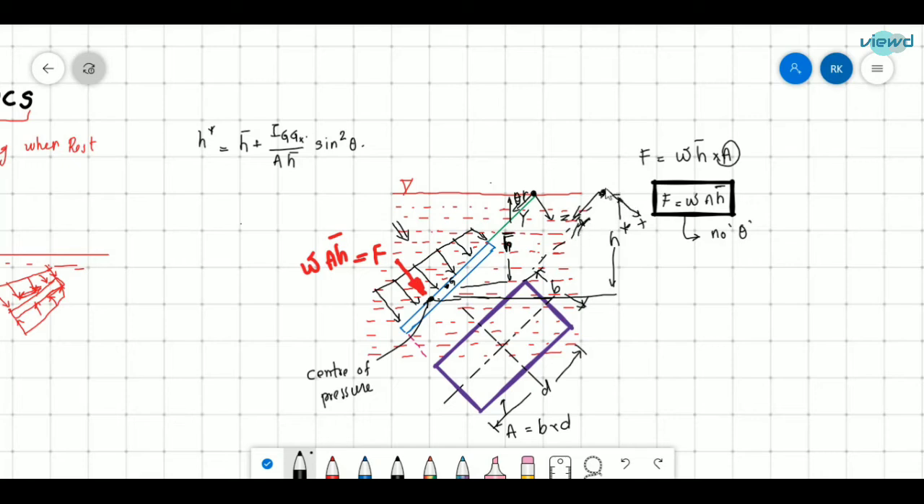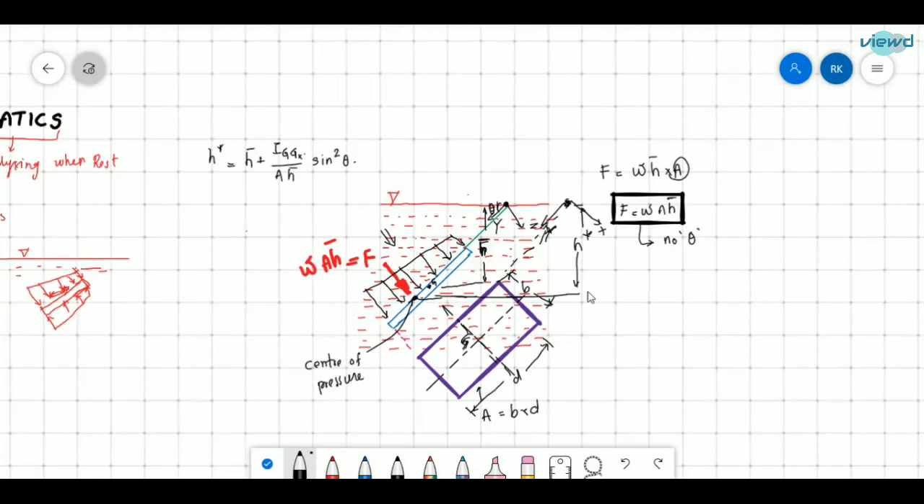So x and y axis in this view, for this figure, this is x and this is y axis. The axis parallel to the x axis is passing through the center of gravity. About this axis, the moment of inertia is I_Gx, and theta is the angle that the plate is making with the horizontal surface, so that is h star. For different cases there will be different h star or different center of pressure.